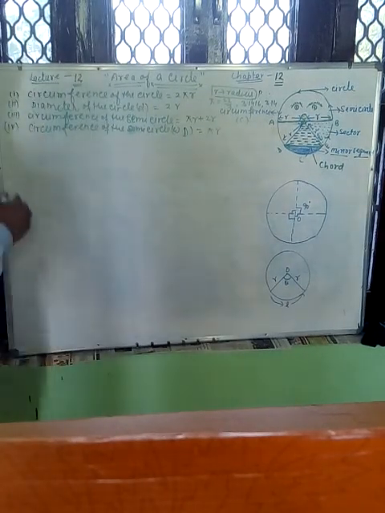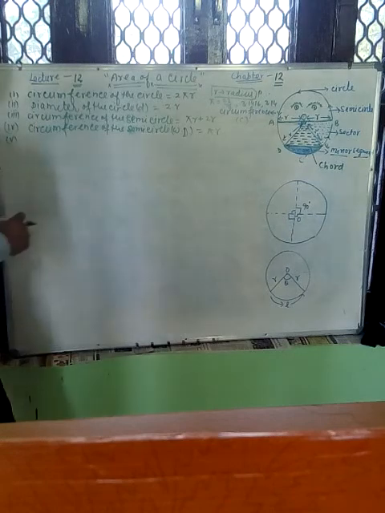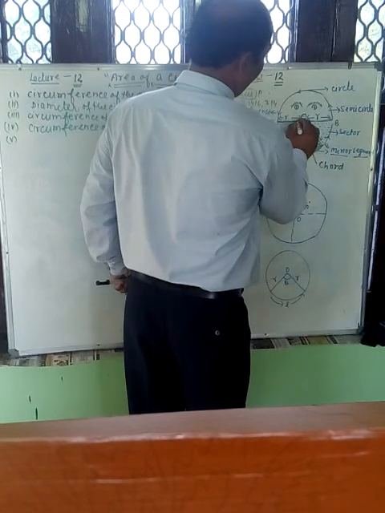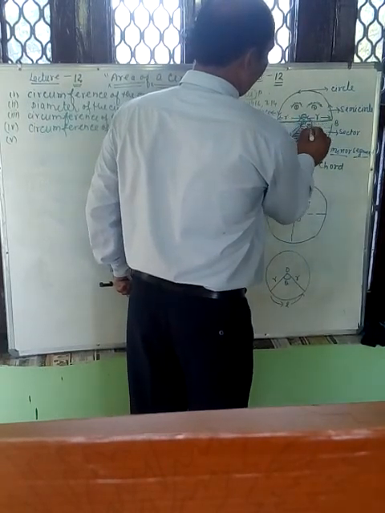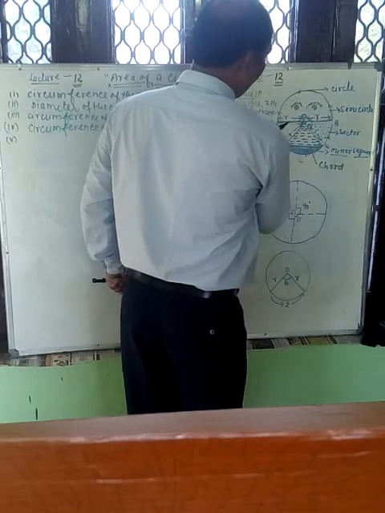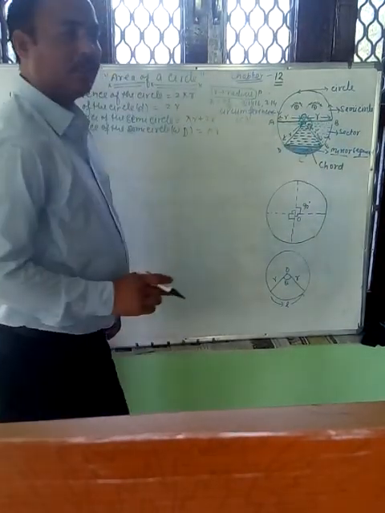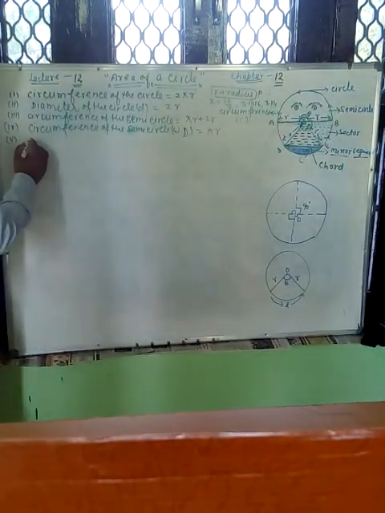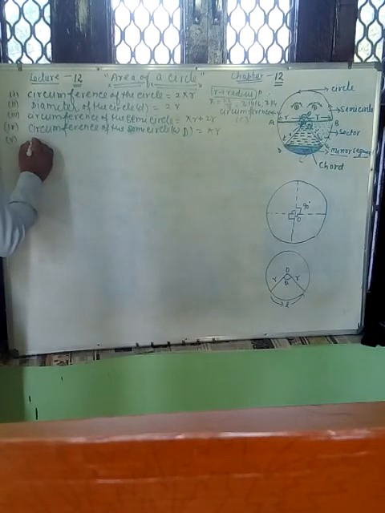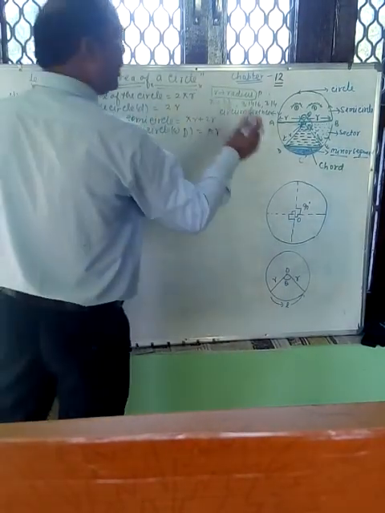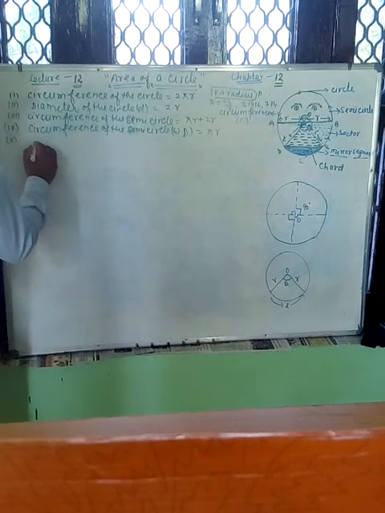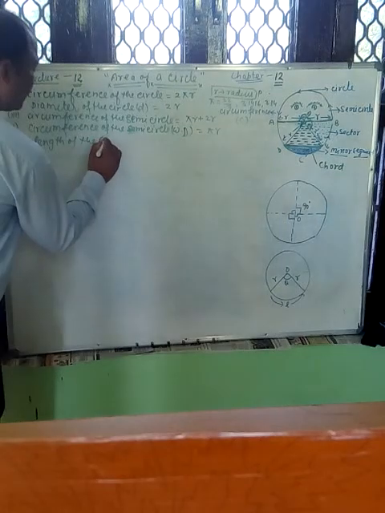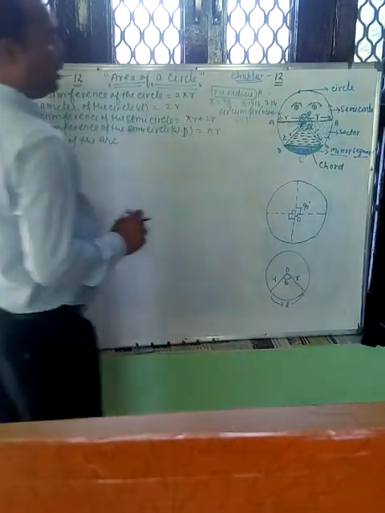Okay. Now, the next is, if this distance from here to here, for example, this part from point A to point E, and this angle is theta, then the circumference, either you can say, the length of the arc. This is called the arc distance.